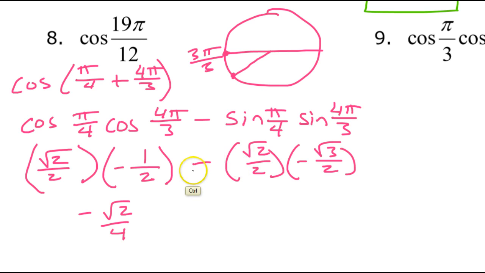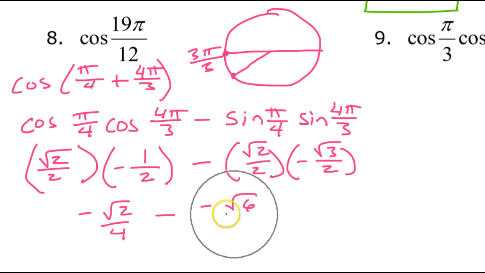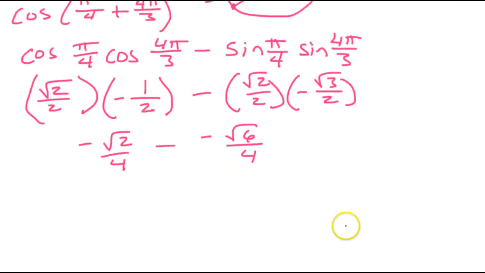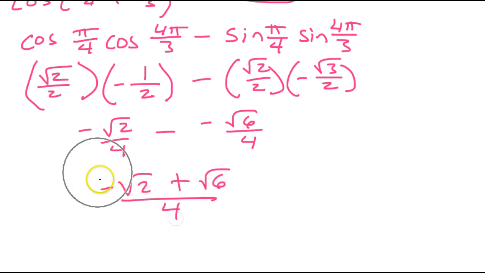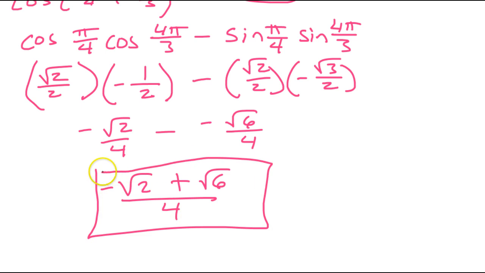Now, this is going to be minus a negative. You know what, maybe I'll just write it down that way. So I have minus and negative radical 6 over 4. And you learned from like 4th grade that minus and negative is addition. So that's why this is going to wind up being radical 2 plus radical 6 over 4. Kabam.